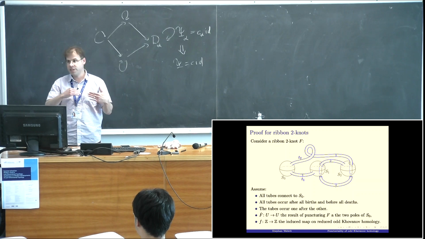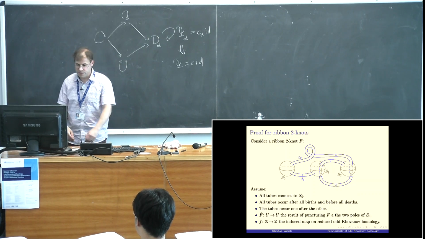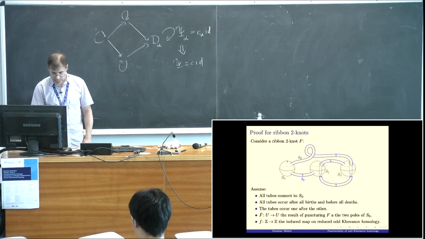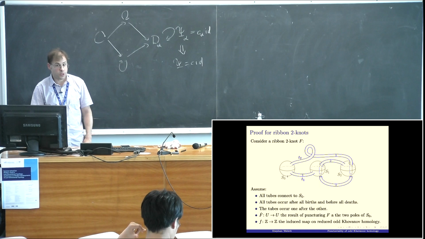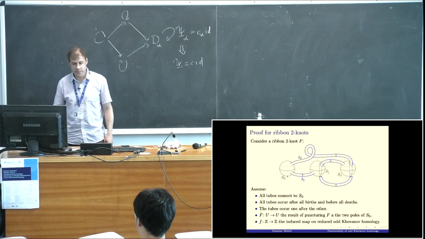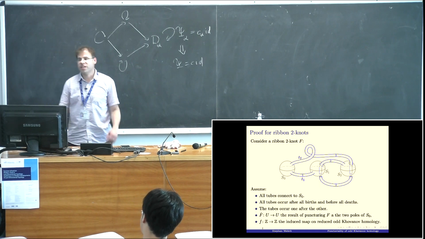So we can assume that we first have the births, then the tubes, then the deaths, and we can assume that the tubes occur one after the other. And then we can puncture the 2-knot at the north pole and the south pole of S⁰, and then we get some concordance from the unknot to the unknot. And I now want to look at the induced map actually on reduced odd Khovanov homology.